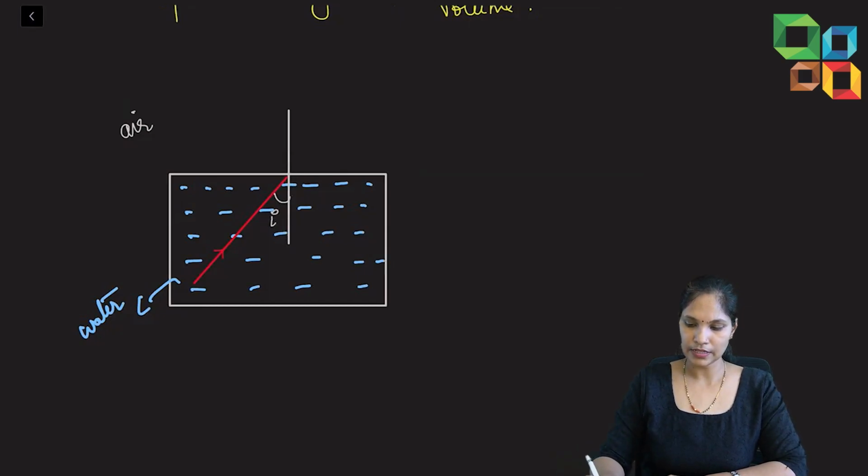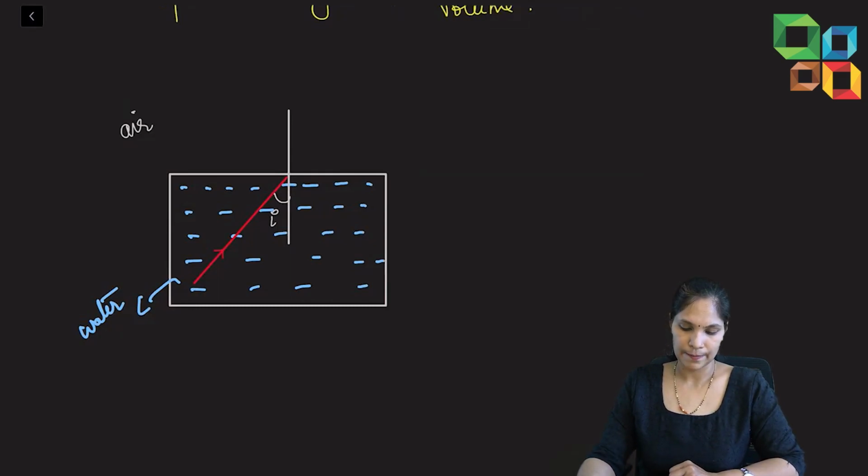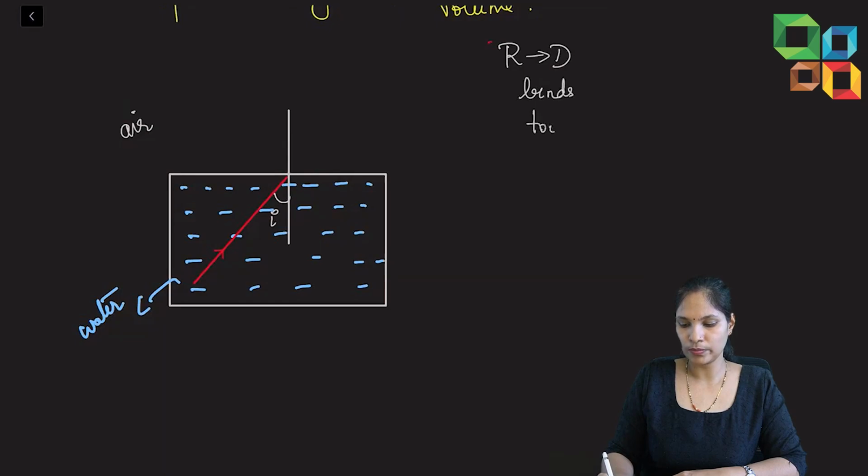Okay. The ray has to now bend. Obviously, we know that now because the medium has to change. So how will it bend now? Previously, we saw that the ray bends towards the normal. It was bending towards the normal. So when the ray goes from rarer to denser, the ray bends towards the normal.